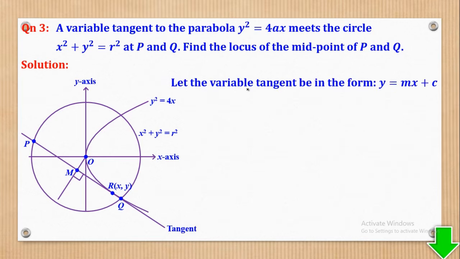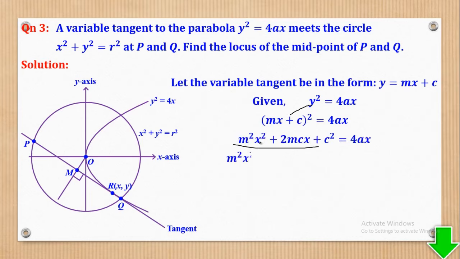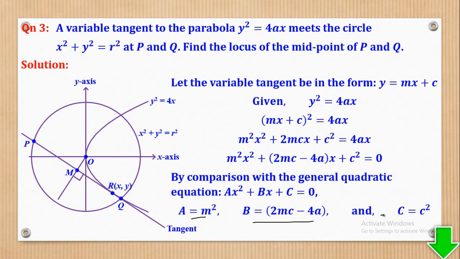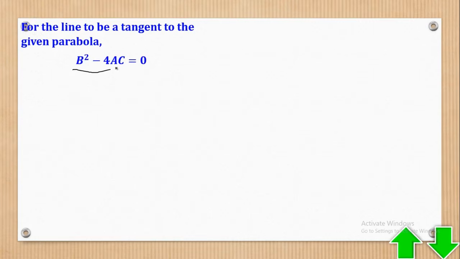So you come here and say let the variable tangent be in the form y equal to mx plus c. Given this equation of the parabola, substitute for y, then open brackets, then rearrange to come up with that. Then by comparison, we shall come up with capital A as that, capital B as that, and capital C as that. For the line to be a tangent to the given parabola, the discriminant must be equal to 0. So substitute for A, B, and C.